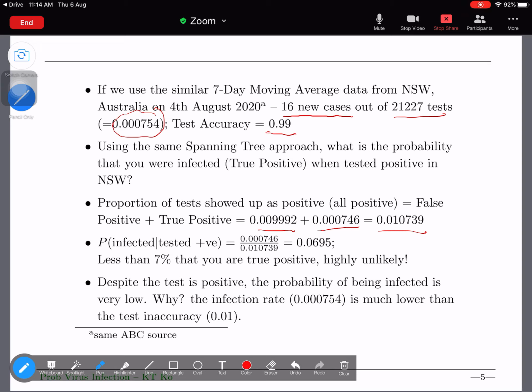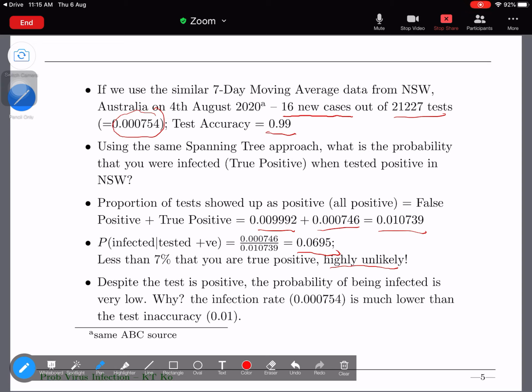So the probability you are actually infected, given the fact that you have tested positive, is less than 7%. That you actually showed positive, but you are not a true positive, about 93% of the time. So it's highly unlikely. Now, despite the test being positive, the probability of being infected is very low.